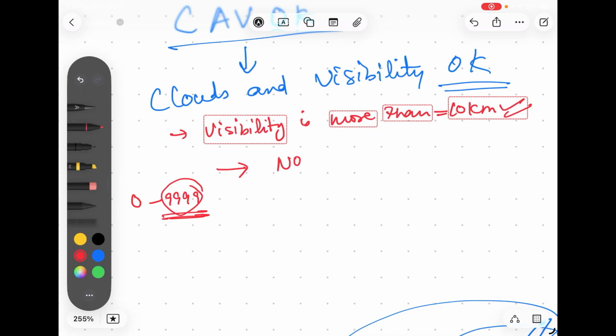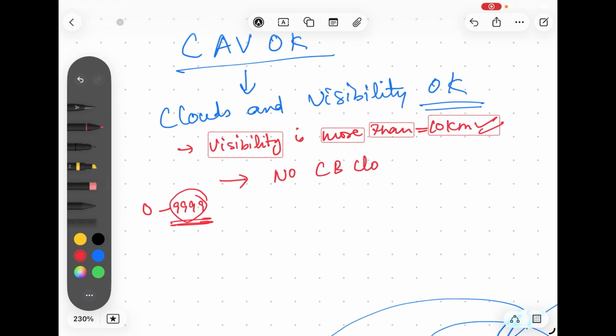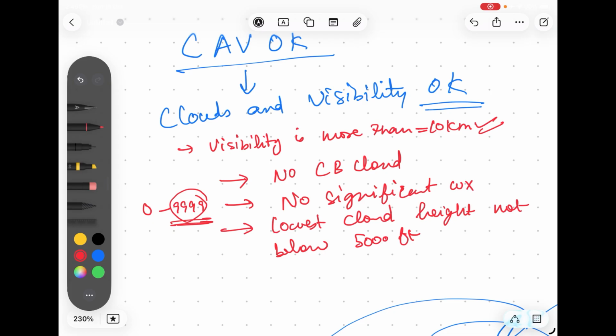That means CAVOK, matlab visible sky hai, visibility is okay and there is no cloud. This also means there is no CB cloud. This also means that there is no significant weather. This could be written in the end. I'll give you a METAR to decode for homework. This also means that the lowest cloud height is not below 5,000 feet. That means there is no cloud height below 5,000, because obviously visibility is okay. Now write a METAR for homework where this term is used.